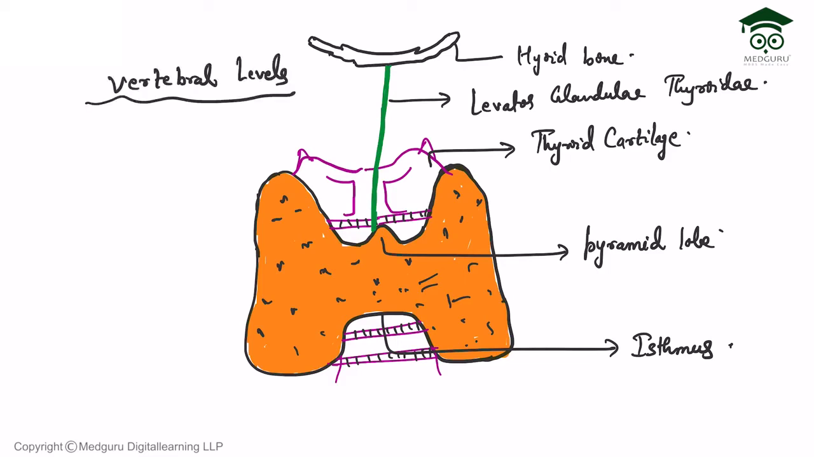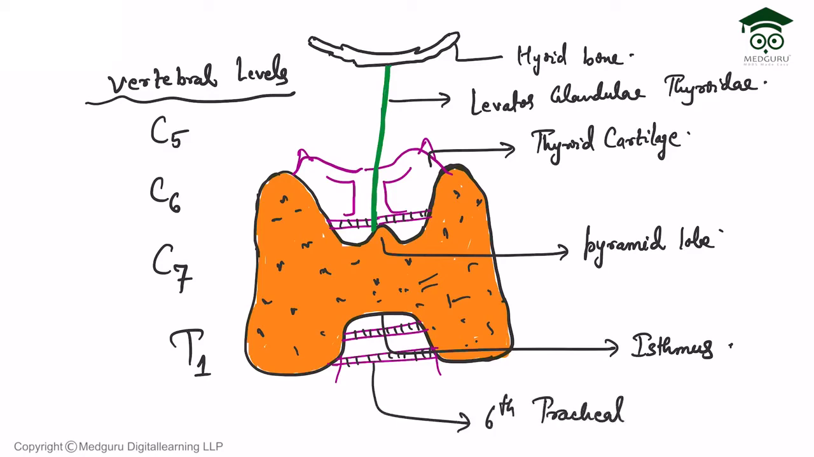Meanwhile, let's write the vertebral level of the thyroid gland. The vertebral level is from C5 to T1. So the whole extent of the thyroid gland extends from the 5th cervical vertebra till the level of the 1st thoracic vertebra. The lower aspect of thyroid gland is called the base, and its exact location corresponds to the 6th tracheal ring. So this is the diagram showing the external features of thyroid gland, and it is also showing the extent of thyroid gland. Thank you.